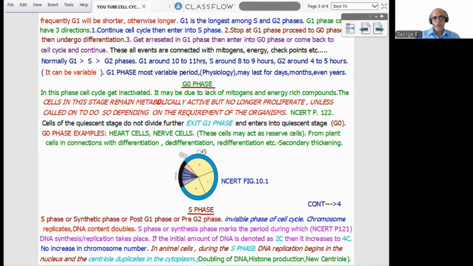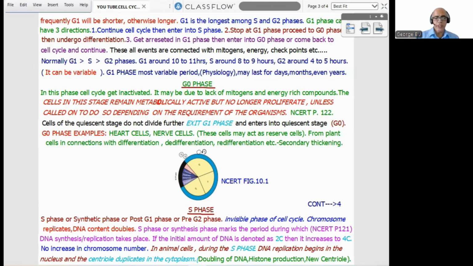Cells of the quiescent stage do not divide further. In that stage, they cannot divide. They exit from G1 phase and enter into the quiescent stage, G0. Now, examples for G0 phase cells are heart cells and nerve cells. That is why, when a wound comes, it is not easy to repair. These cells may act as reserve cells. From the plant side, in connection with procedures like differentiation, de-differentiation, re-differentiation, or even secondary thickening, we can find this G0 phase. Again, a famous NCERT diagram.